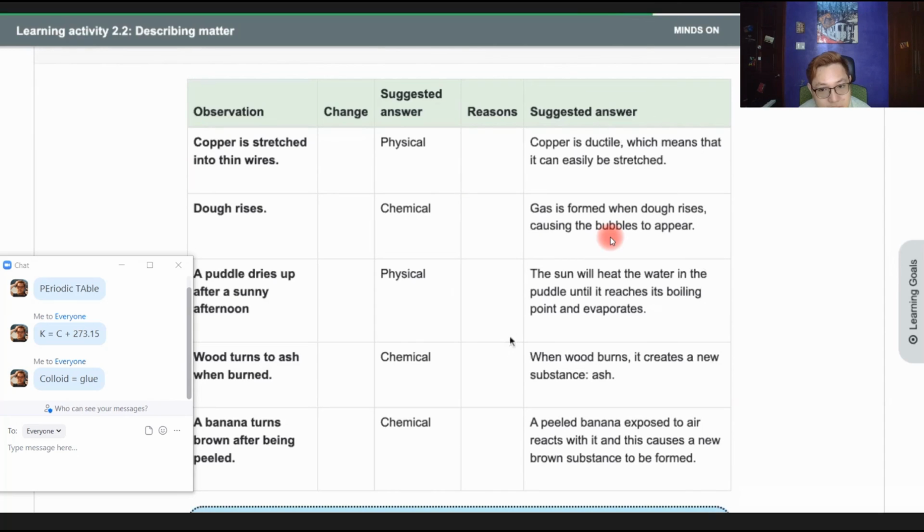Wood turns to ash when burned. Chemical. Because when you react the wood with oxygen in the air and it burns, it becomes ash. It's a reaction between oxygen in the air and wood, which is carbon. Ash is basically a lot of things in there. New substance: ash.